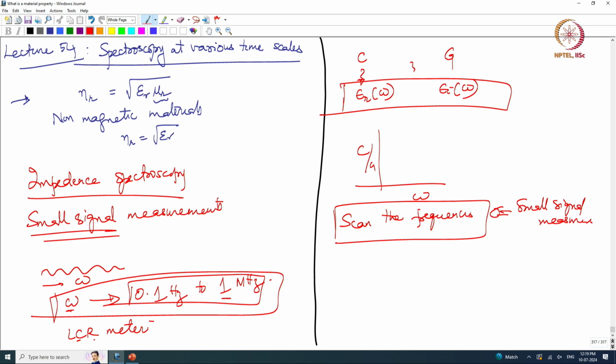Up to about 1 megahertz, or even 10 megahertz if I push my probes properly, I can attempt these, so let me just write 10. In a very good lab where everything is well shielded, I can go up to probably 10 megahertz.